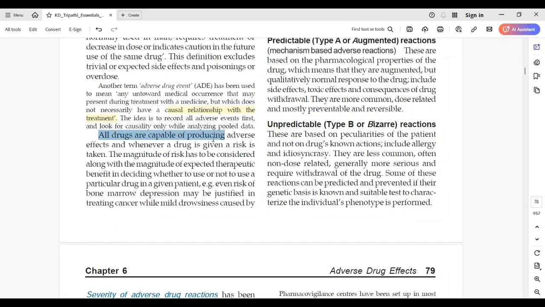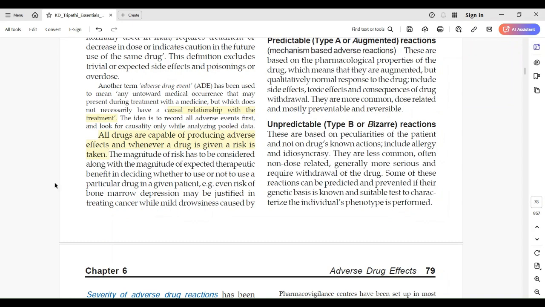All drugs are capable of producing adverse effects, and whenever a drug is given, a risk is taken. So this is very important. All drugs, from paracetamol to anti-cancer drugs, have risk. They produce adverse effects: paracetamol also has adverse effects, and anti-cancer drugs too. So whenever we take a drug, we have taken a risk.